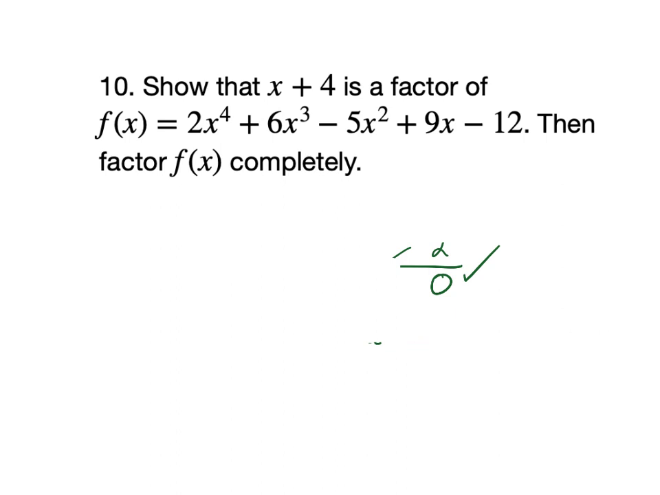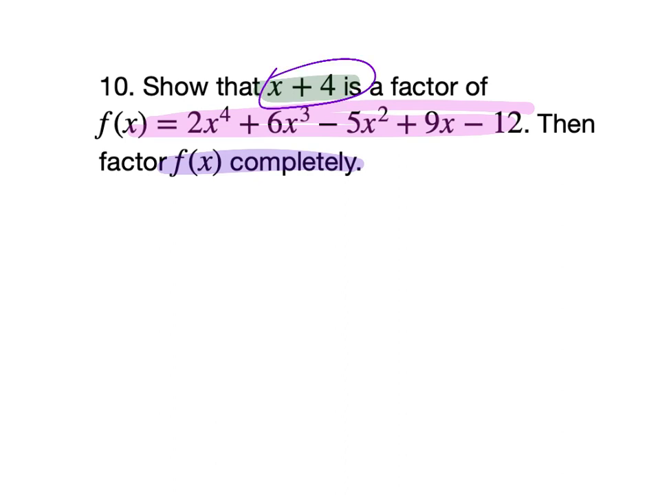Problem number 10, same type of thing, except we now have to not only show that x plus 4 is a factor of this huge polynomial, but then do one more step and try to get it completely factored. So we're going to divide out x plus 4. To do that, we put the negative 4 in the box. Coefficients: 2, x to the 4th, 6x cubed, negative 5x squared, 9 x's, and minus 12. Looks like a long problem.